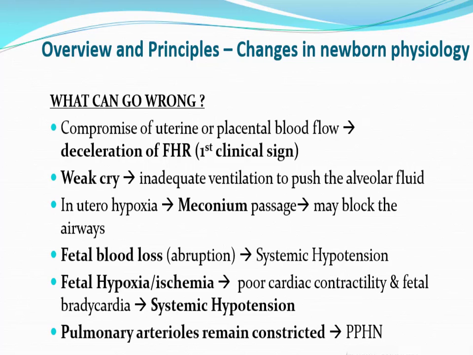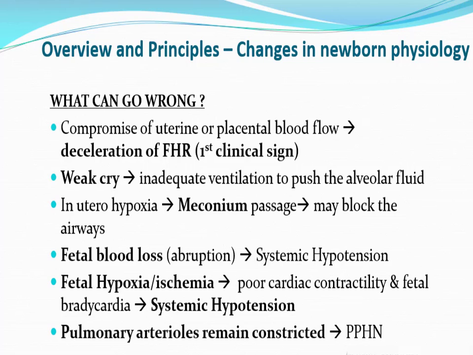What can go wrong? There might be compromise of the uterine or placental blood flow, so there will be deceleration of fetal heart rate. This is the first sign. There might be weak cry after delivery, which causes inadequate ventilation to push the alveolar fluid. Or there might be in utero hypoxia.